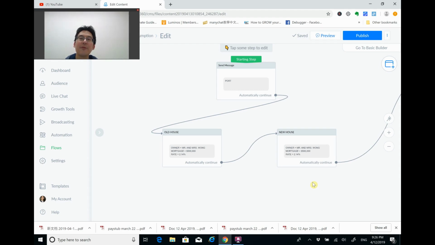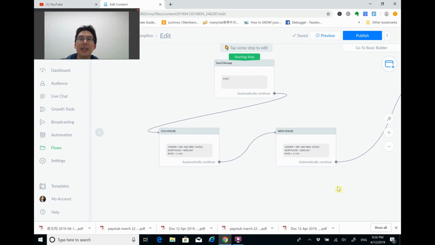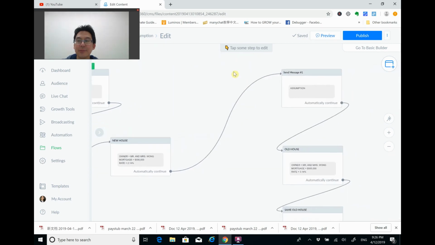A lot of people know about this. But assumption, not a lot of people know and not even heard about it. Even people working in the bank may not have heard about it. So what is an assumption?